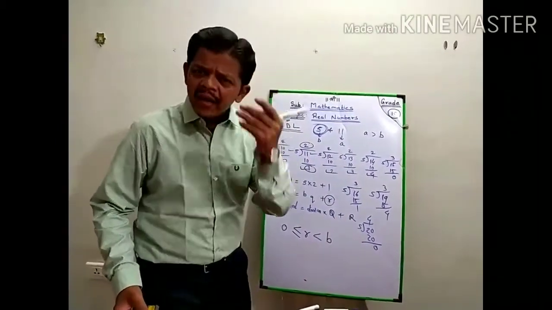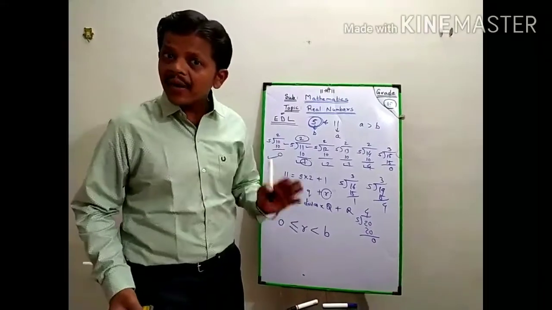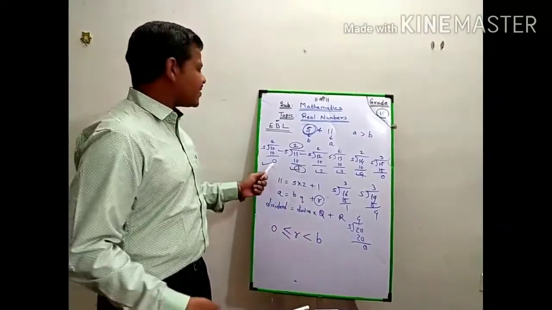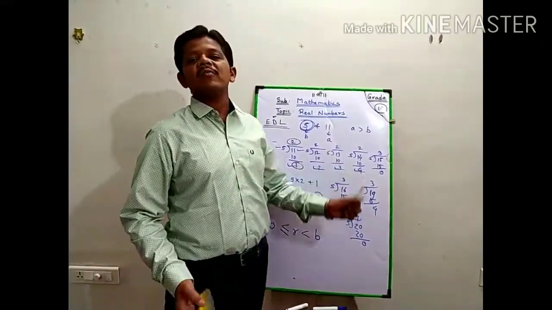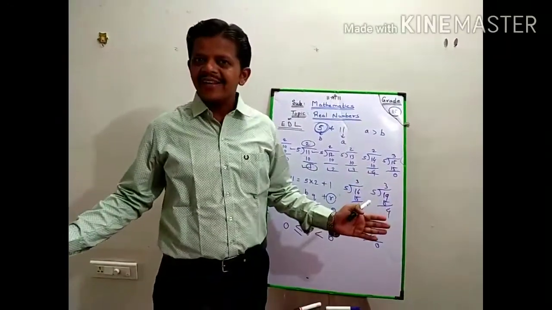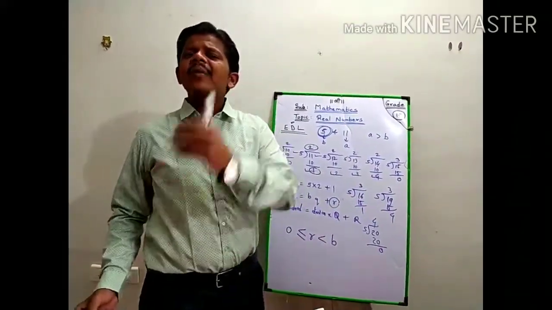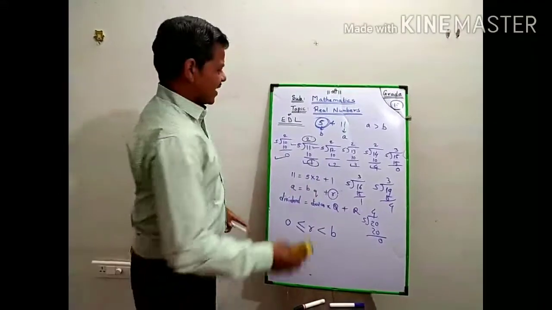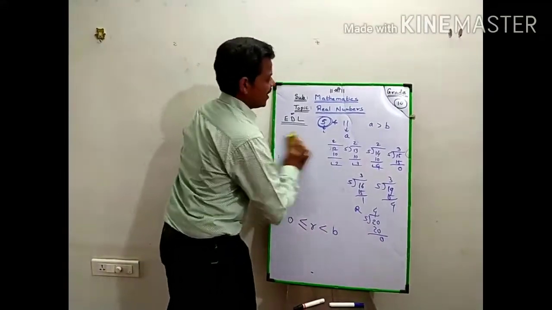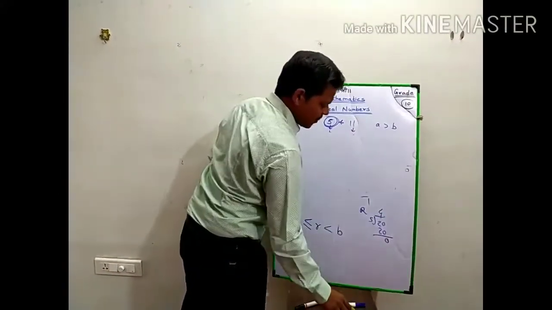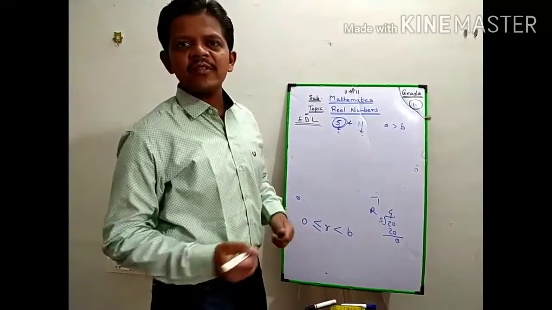Let me take any number, children, any number. The remainder will be either 0 or 1 or 2 or 3 or 4. There cannot be any other remainder. Such an interesting thing. Let me check. It's so very interesting. You give me any number of your choice.